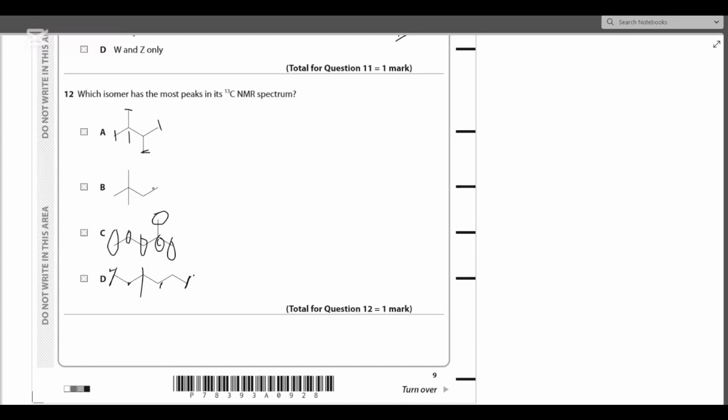So the next one, if I talk about here in B, we can very clearly see that it has only four. It will have four peaks because there is only one, two, three, and if I talk about this one, four. There's going to be four peaks only. So in case of A also, there's only going to be two peaks because this one and this one are in the same environment, while this one and this one are also in the same environment. So the only correct answer is C right here, because it's going to have about six different carbon environments.